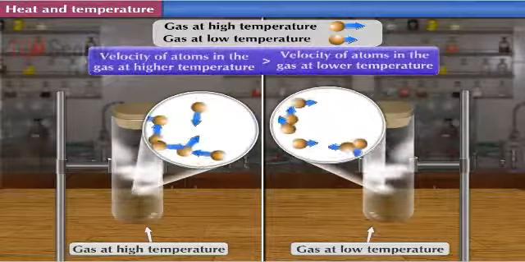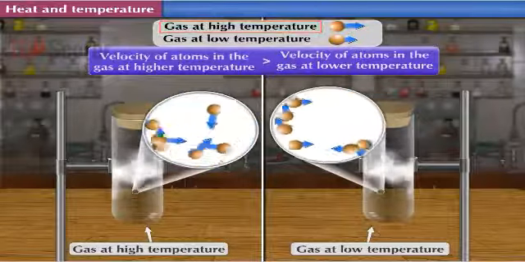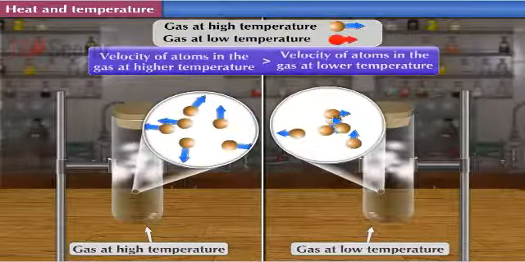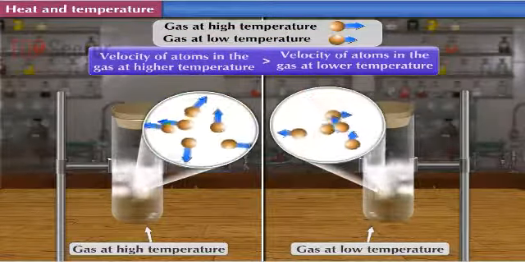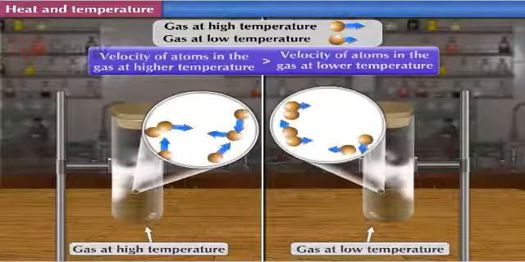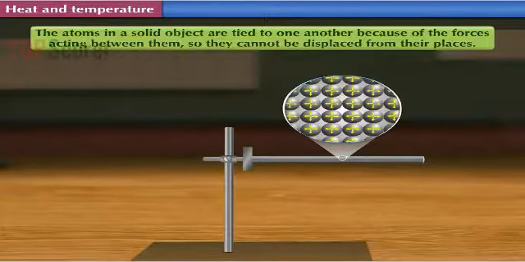Thus, it is clear that the velocity of atoms in the gas at higher temperature is larger than the velocity of atoms in the gas at lower temperature. Let us now have a look on the motion of the atoms in a solid substance. The atoms in a solid object are tied to one another because of the forces acting between them, so they cannot be displaced from their places.